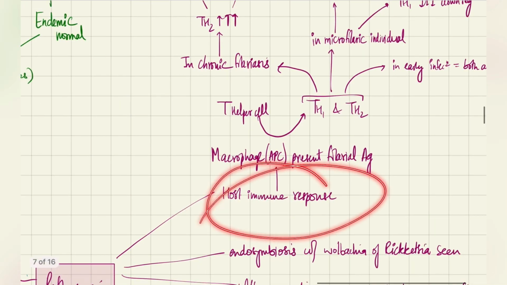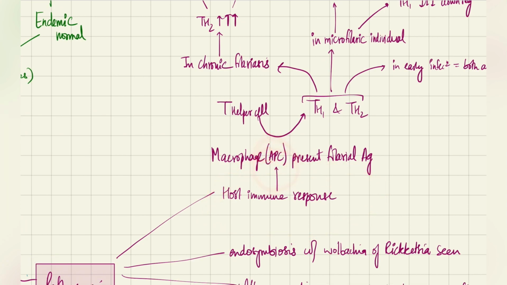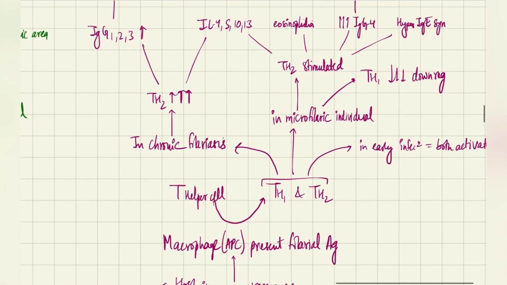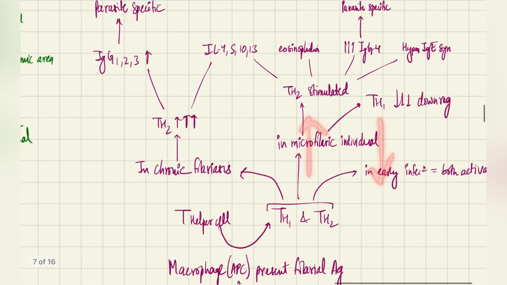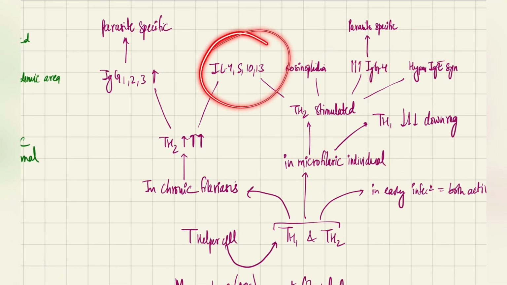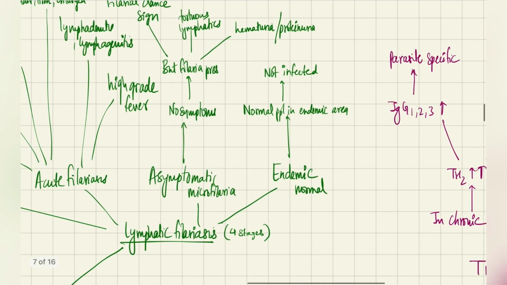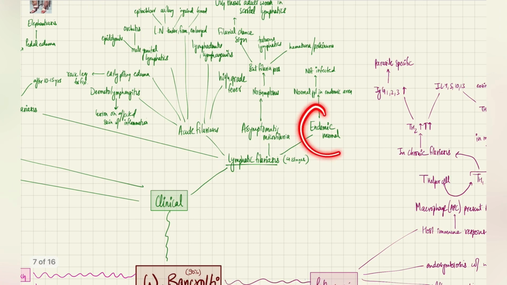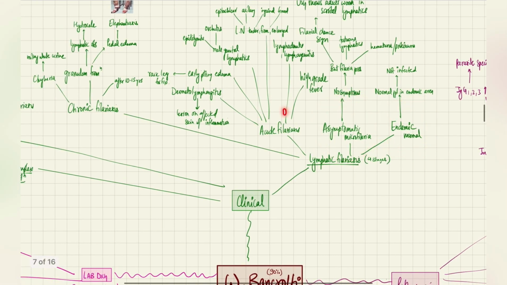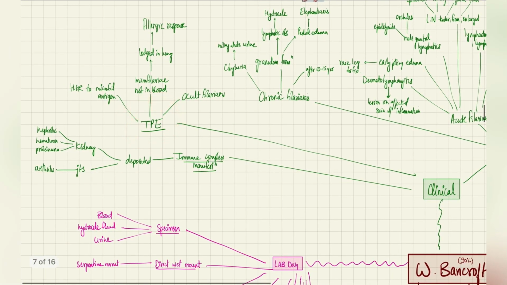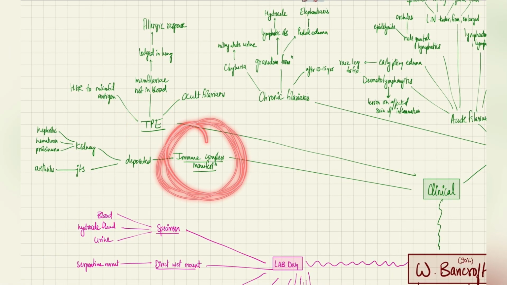The host immune response, we see that antigen presenting cells cause conversion of the T helper cells into the Th1 and Th2 subsets, which then the Th2 increase and Th1 down regulation causes eosinophilia, IgG4 increase, hyper IgE syndrome, and IL-4, 5, 10, 13 increase. Then we saw the clinical manifestation of lymphatic filariasis divided into 4 stages: endemic normal, asymptomatic microfilaremia, acute filariasis, and chronic filariasis. We saw tropical pulmonary eosinophilia and immune complex manifestations, right?